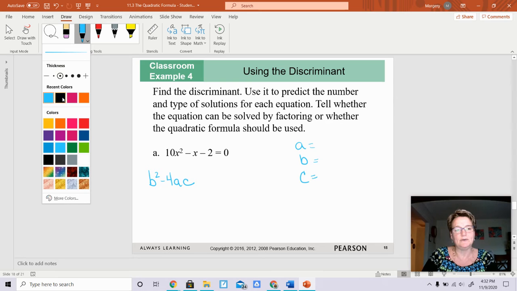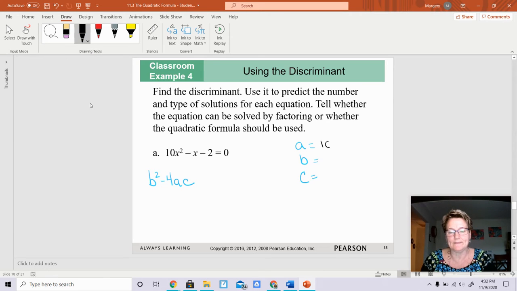In order to do that, a is 10, b is -1, and c is -2. 10 is the number in front of the x squared. That is your a value. B is the number in front of the x, and that would be -1. And c is your constant, which means it doesn't have any variables. I highly recommend that you guys write b squared minus 4ac.